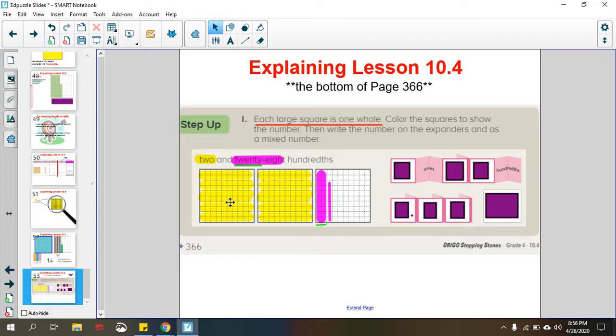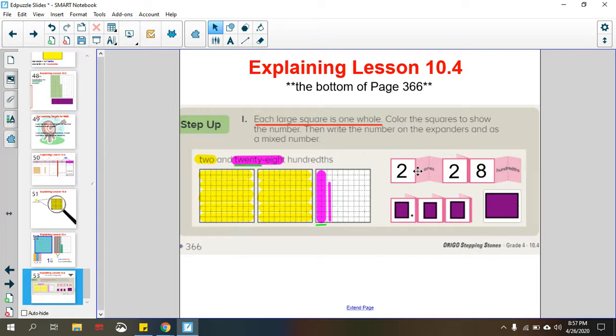All right. And now if I was going to copy this onto my expander, I know that I have 2 ones, or I have 2 wholes, and then I have to think about all those extra pieces I have, or how many hundredths I would have, and we know that I've got 28 of those extra little teeny tiny pieces.